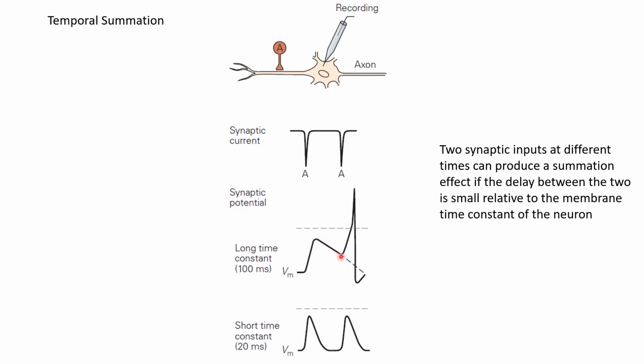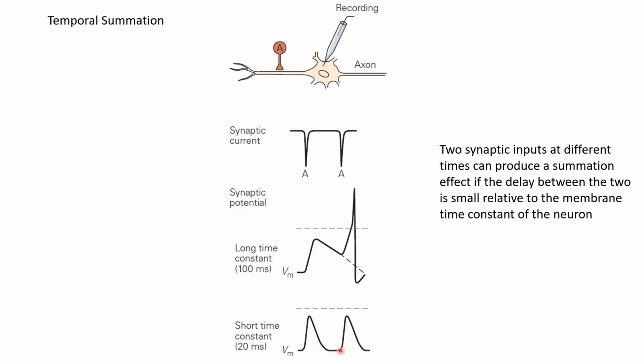And if the second input comes here, before this depolarization has completely decayed, then the membrane potential will start rising from this point. And if it reaches the threshold, then an action potential can be generated. Now this rate of decay depends on the time constant of the membrane. So if the time constant is long, then the decay would be slower. But if the time constant is short, then the decay would be faster. Then the depolarization would have decayed before the second input came.